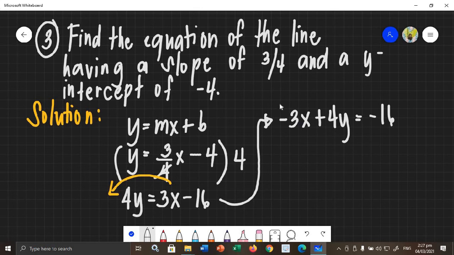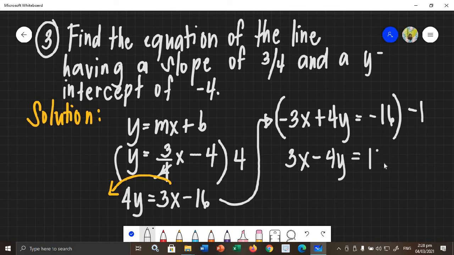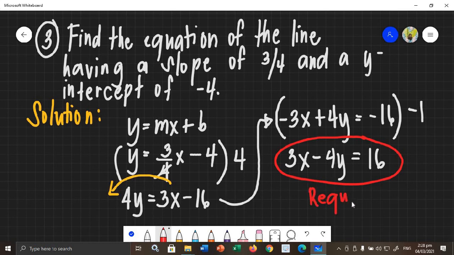Now, as you can see, negative na naman yung coefficient ni x. So, it cannot be negative, so we need to multiply the whole equation by negative 1. So, negative 3x times negative 1 is equal to 3x. And then, positive 4y times negative 1 is equal to negative 4y. Negative 16 times negative 1 is equal to positive 16. Therefore, the required equation for this problem is 3x minus 4y equals 16.